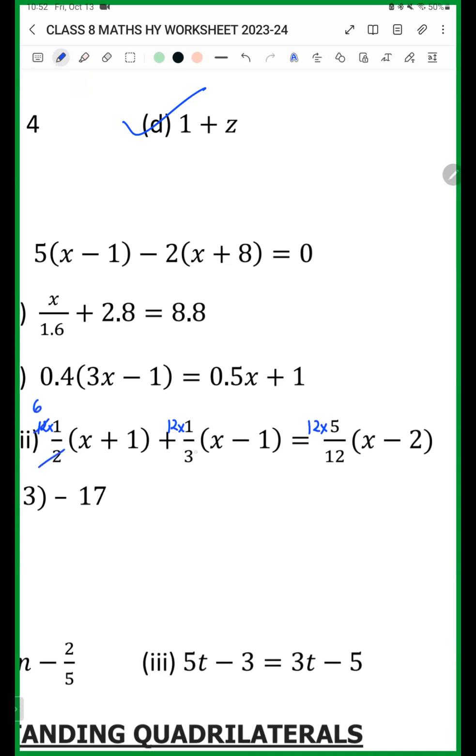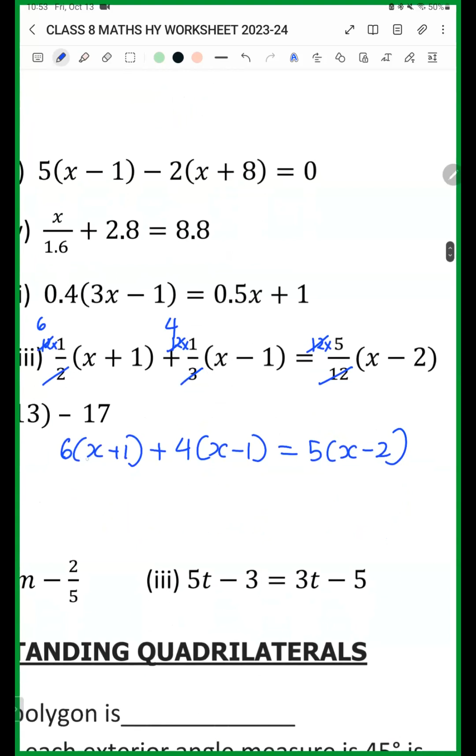2 6s are 12, 3 4s are 12, 12 1s are 12. So our equation now becomes 6 into 1, right? 6 into 1 is 6. Yes, Hiba? 6 times x plus 1, plus 4 times x minus 1, is equal to 5 times x minus 2. Now open the bracket. This becomes what?